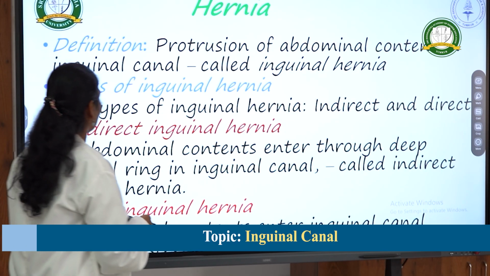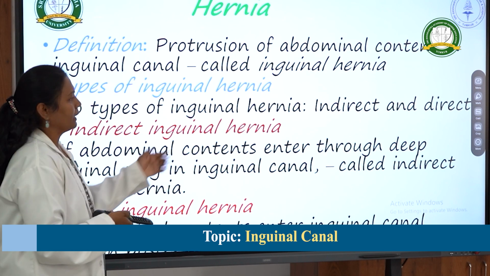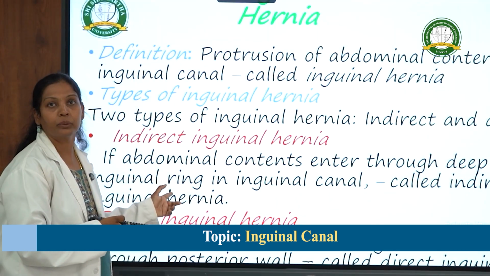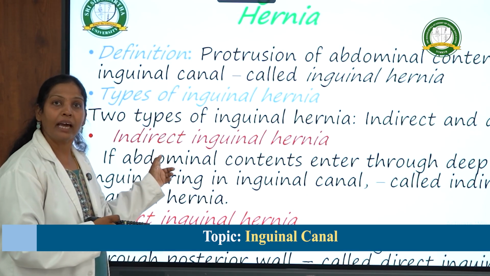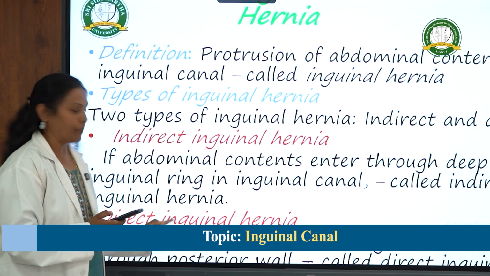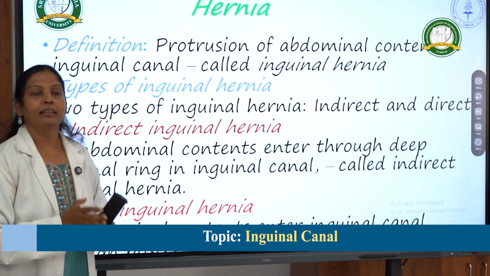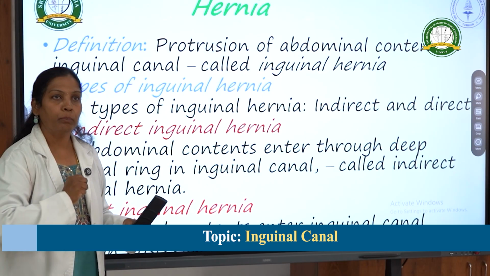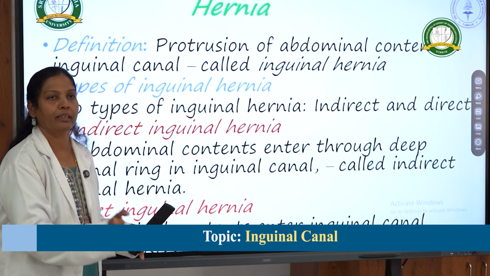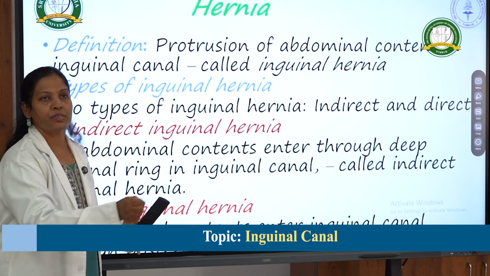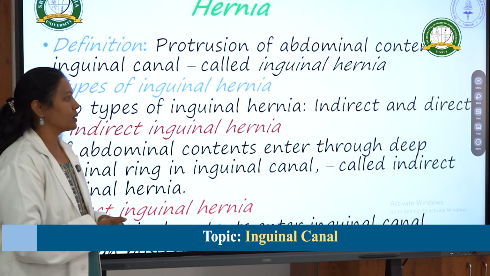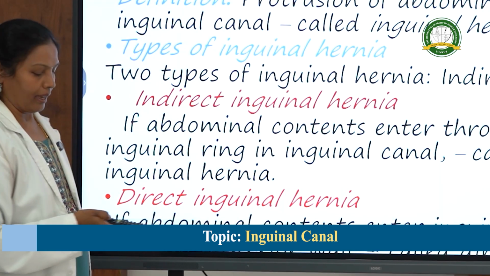In an indirect inguinal hernia, the abdominal contents enter the inguinal canal through the deep inguinal ring. So it is called an indirect inguinal hernia. What is a direct inguinal hernia? Here the abdominal contents enter the inguinal canal by pushing through the posterior wall of the inguinal canal, and not through the deep inguinal ring. So this is the direct inguinal hernia.